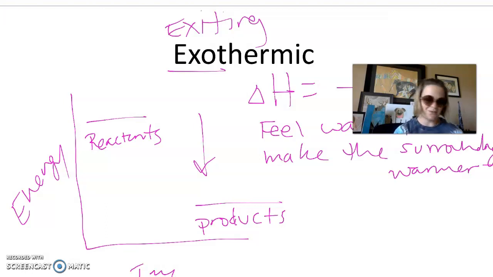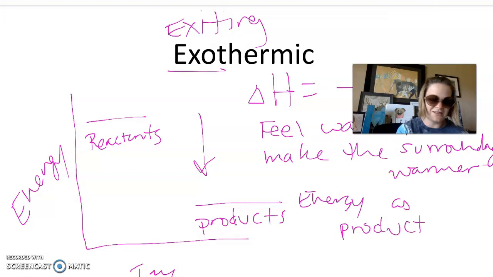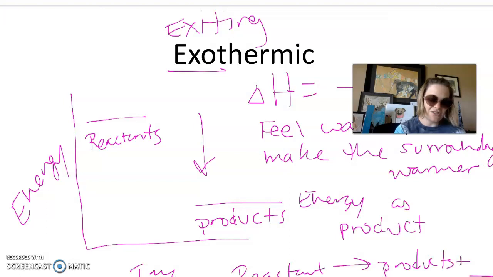Sometimes you'll see us write energy as a product because it is being produced, it is being given off in this reaction. So if I wrote the reactants, and I'm turning them into the products, you'll see people write energy over here, like a kilojoules or a calories number. In an exothermic reaction, I want you to notice that the products are lower in energy than the reactants are. And since they're lower in energy, we'd also say they're more stable.